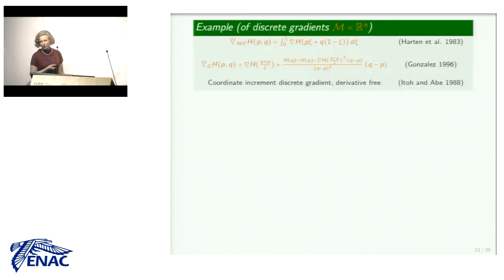Examples of discrete gradients. There are many examples, but at least three. The discrete gradient I'm going to discuss and use in the experiments is a coordinate increment discrete gradient. It is derivative free. It's nice in problems of image processing.